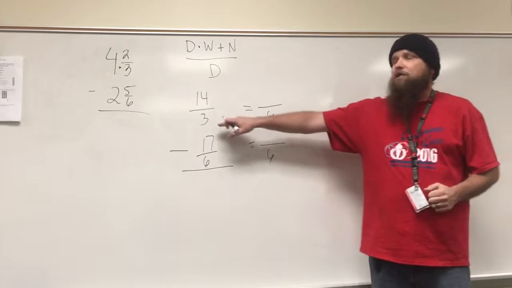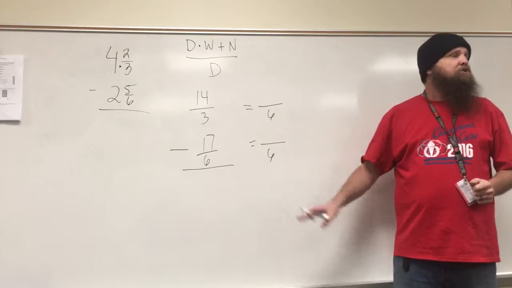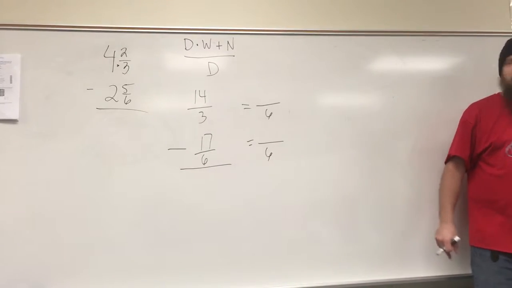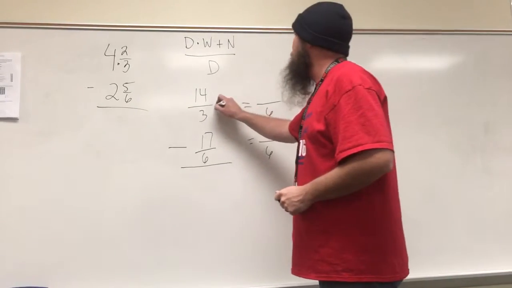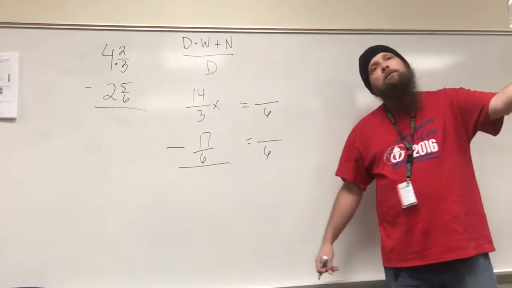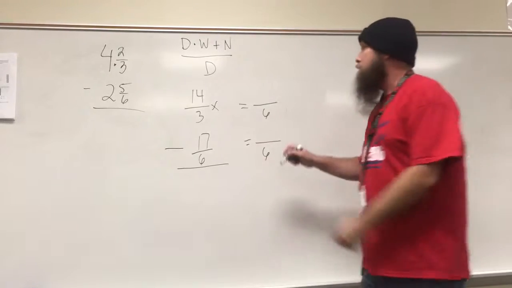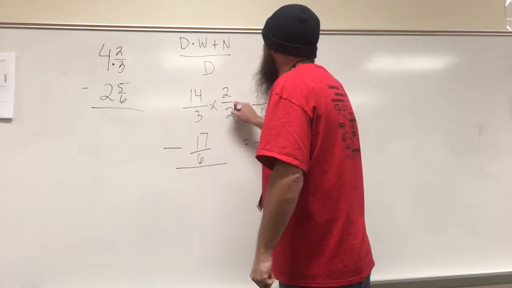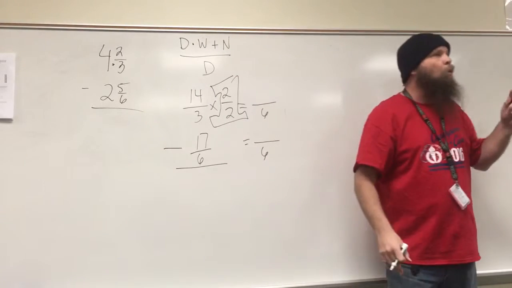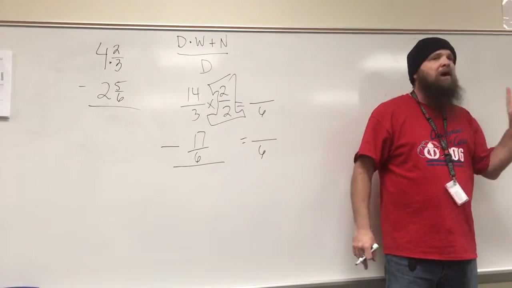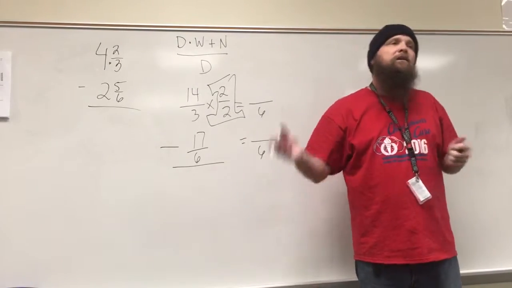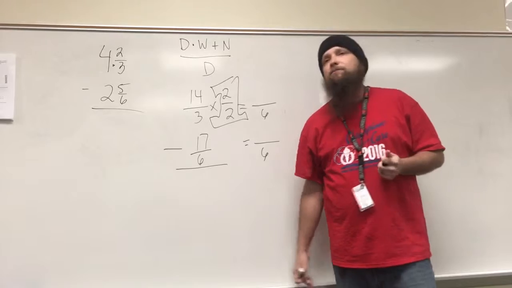Now, I want to change both of these fractions without changing the value so that they have a denominator of 6. Okay, so I need to figure out what times 3 gives me 6. Anyone? 2. So 2 over 2. I picked 2 over 2 because I want to multiply that by 1. If I multiply it by 1 whole, that doesn't change the value. I'm changing how it's written. Same as changing $1 to 10 dimes.